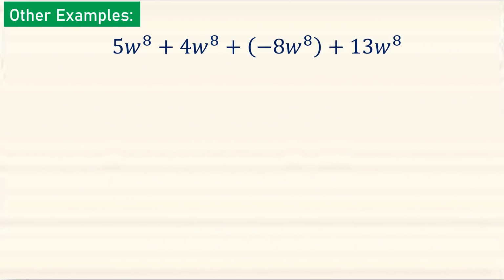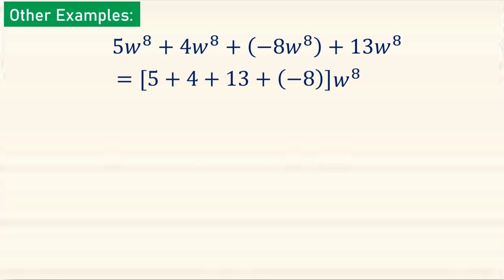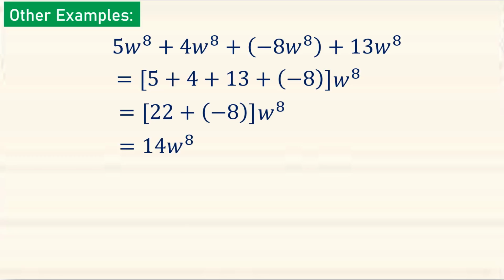Now let us have other examples. So we are going to add this one. To add, we are going to add the numbers first and then keep the variable. Then add the positive ones first. So it is 22 plus negative 8. Then keep the variable. 22 minus 8 is 14. Follow the sign of 22, which has the greater absolute value. So the answer is 14y to the 8.